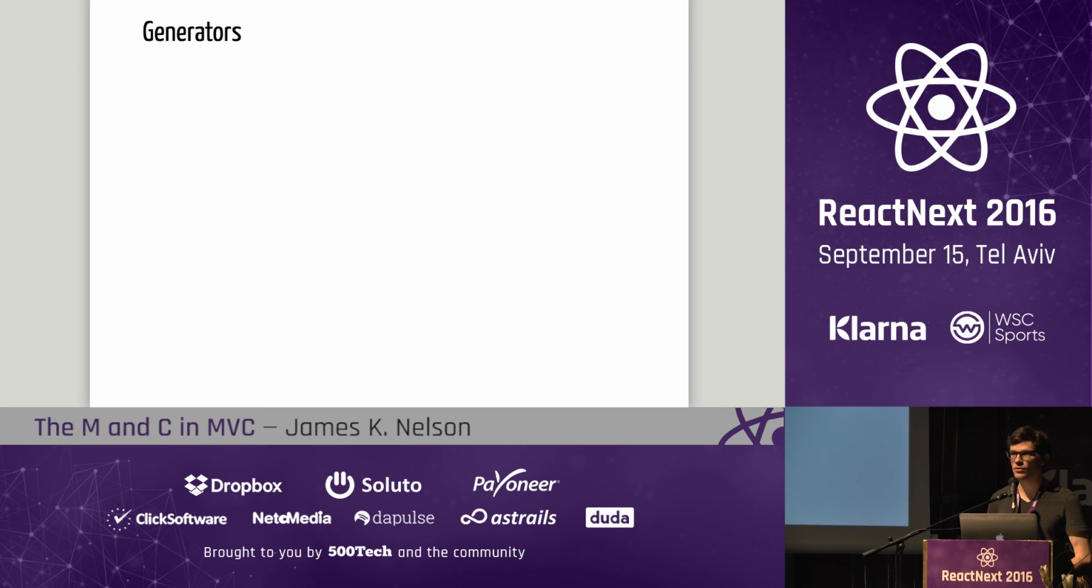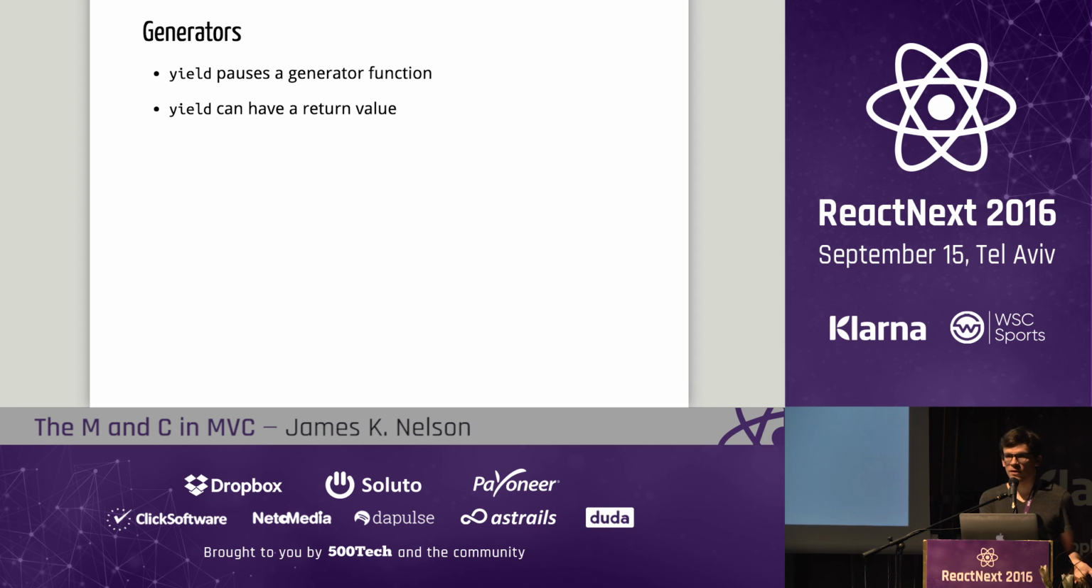So hands up, who here has used generators? A few of you. So I'm going to try and introduce them really quickly. Basically, generators are a way of pausing a function. So you have a yield statement. What that does is it pauses that function, returns control to whoever called the generator, and then whoever gets that control can then resume the generator, and they can pass in a new value which will be returned by yield.